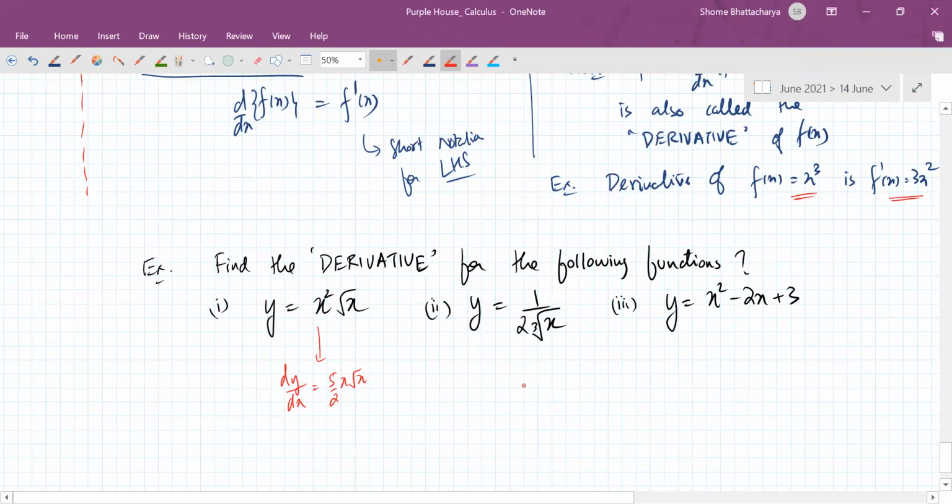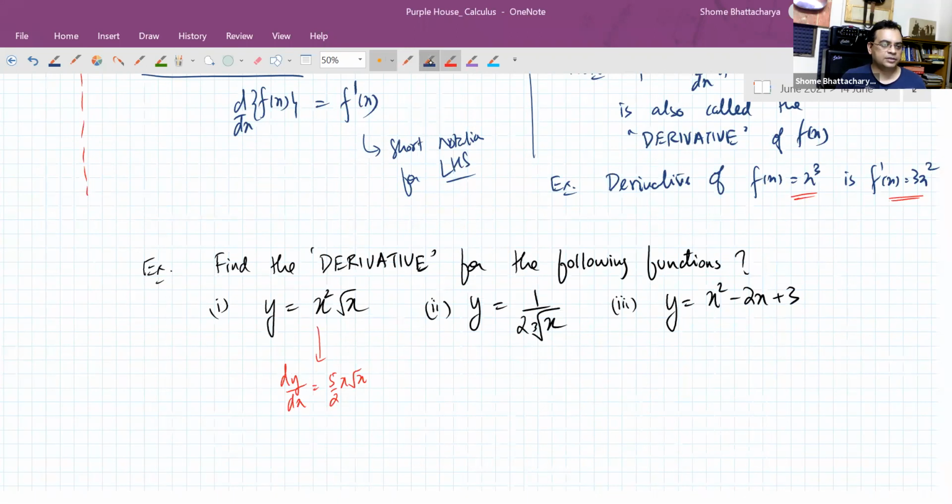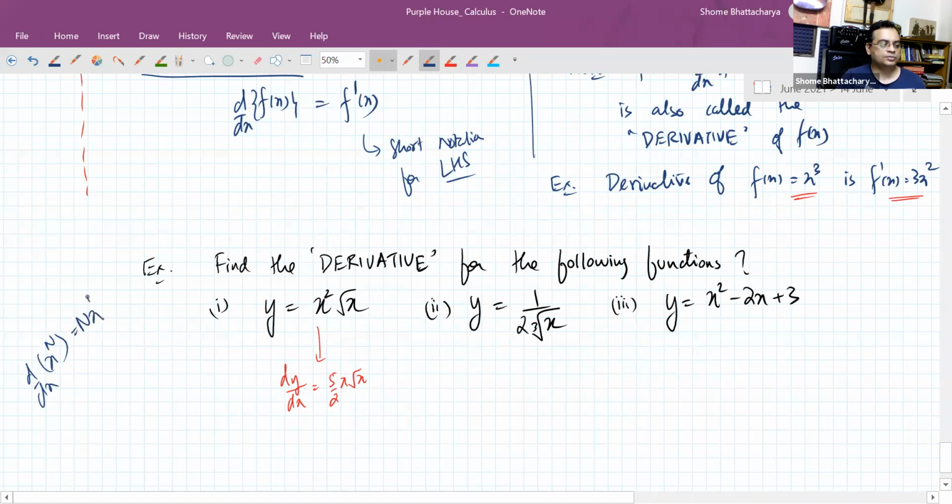Sir, this 5 upon 2, how are you getting it? I'll explain. Okay, I'll show you step by step. But just remember, it's an application of this formula. Differentiation of x to the power n is n x to the power n minus 1. Nothing else. We just use this formula.